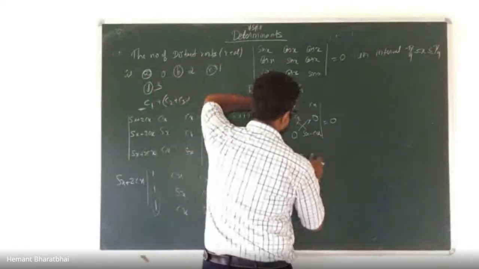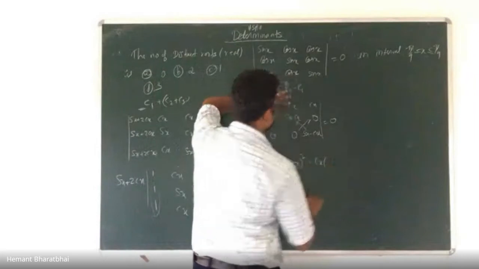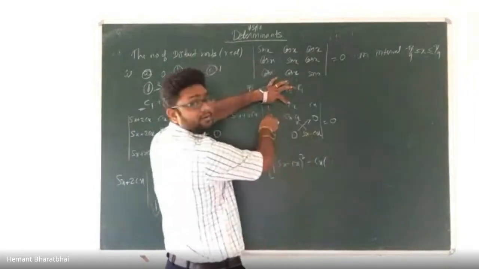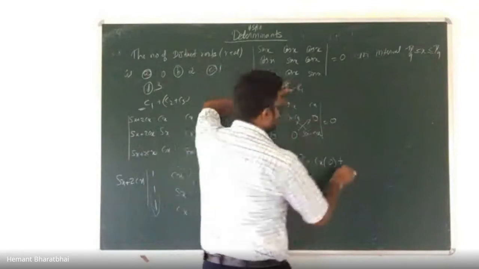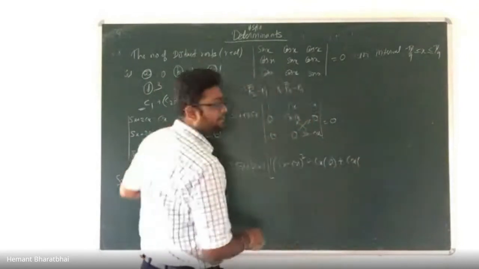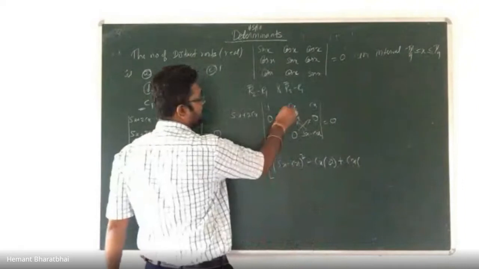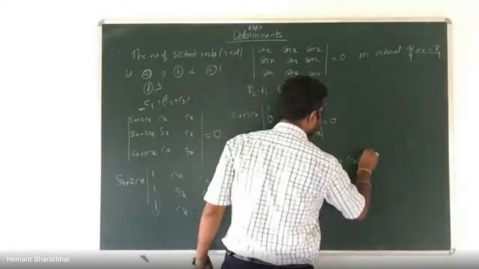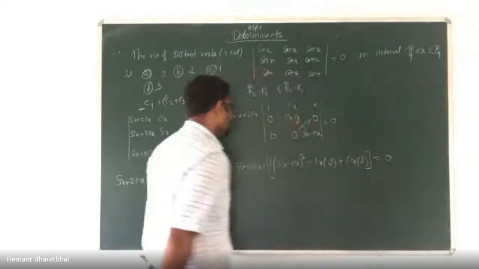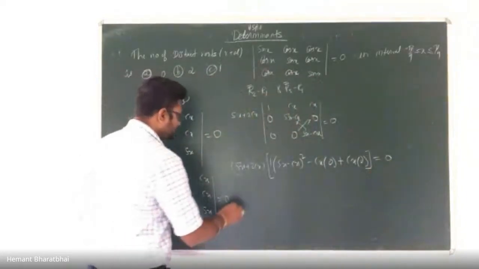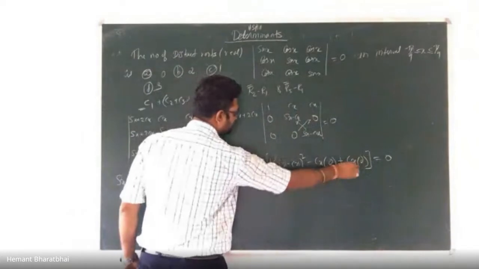Then minus cos x into this into 0 minus 0 into 0. So this will be 0, plus cos x into 0 into 0 minus 0 into this. So this will also be 0. And the whole determinant is equal to 0, it is given to us. So now I will get this is also 0, this is also 0.